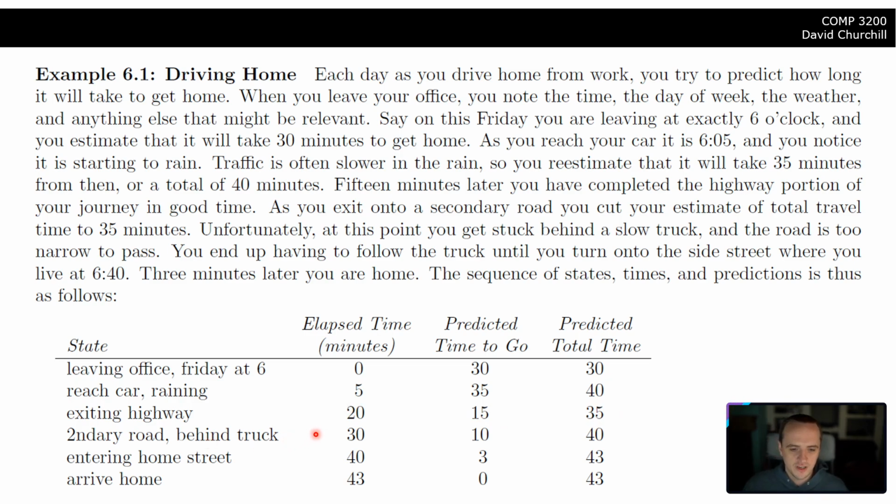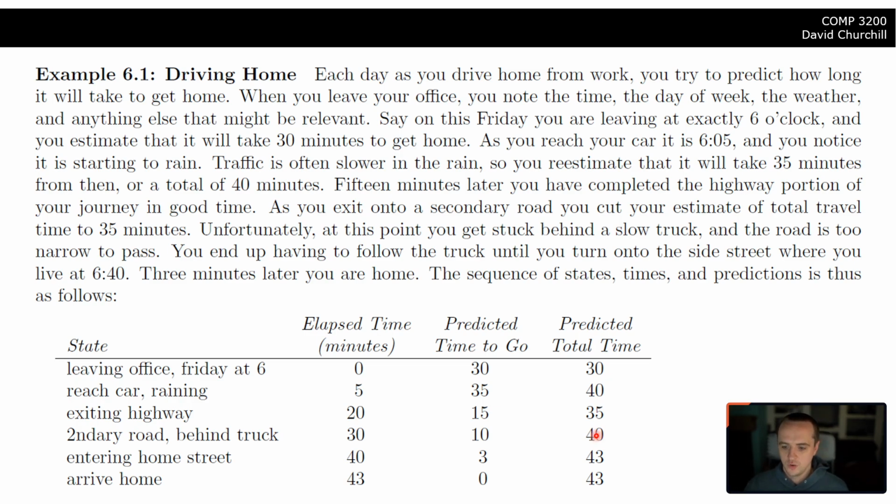Then we get onto a secondary road behind a truck after 10 minutes, and so we think, okay, now I'm going to be a little bit slower. So we predict 10 minutes to go, meaning my total predicted time is now 40 minutes. We enter our home street, and so after 40 minutes, we have 3 minutes left. We're at 43, and then we arrive at 43. So what this did was we had an initial prediction of how long it would take us to get home, but after every significant step where we observed new things, we updated our prediction.